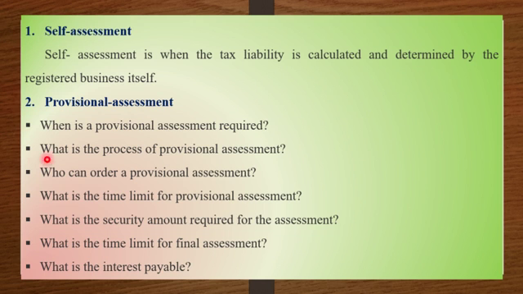Now second is, what is the process of provisional assessment? See, in case of a provisional assessment, the assessee must submit an application for paying provisional tax. The reasons for paying provisional tax have to be stated and the relevant documents also have to be submitted along with the application. The application can be submitted online or through a facilitation center which has been notified by the commissioner. Third is, who can order a provisional assessment? A proper officer of the GST Act can order a provisional assessment.